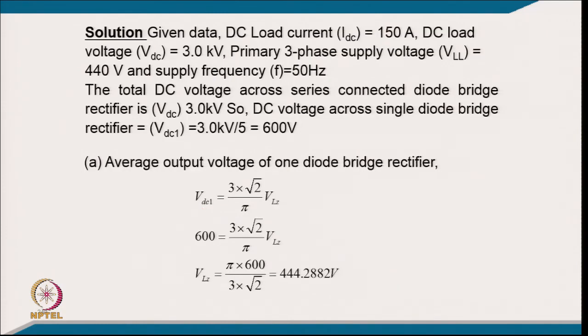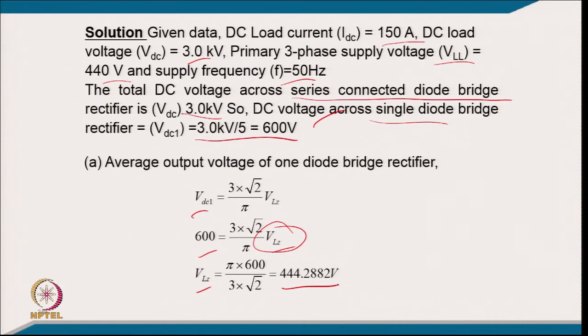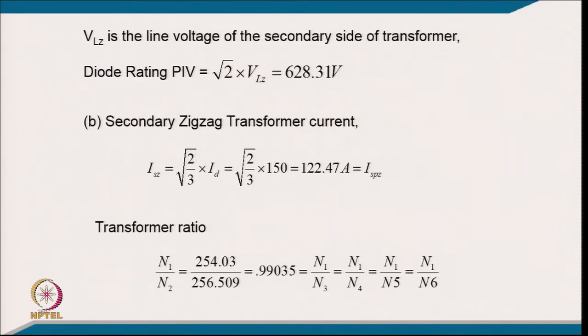So, given data: the DC load current is 150 ampere, the voltage is 3 kV, and the primary voltage is 440 at 50 hertz. The total voltage across the series connection is 3 kilovolt, and we have 5 bridges, so each will have 600 volt. Now for giving output voltage 600, you can calculate the secondary line voltage, that comes to 444.282 volt, and the PIV rating of the diode you can find out as √2 times the line voltage, that is 628.31 volt.